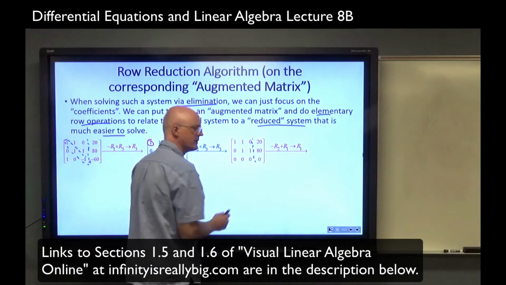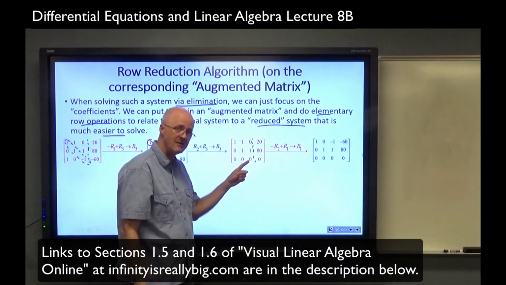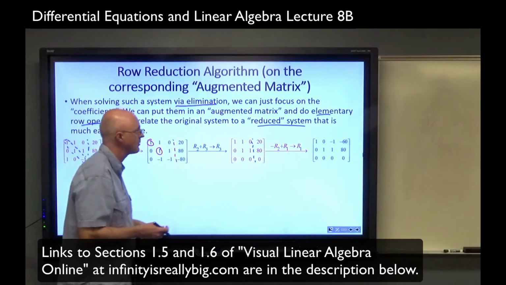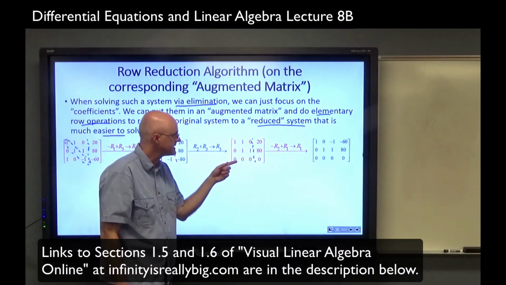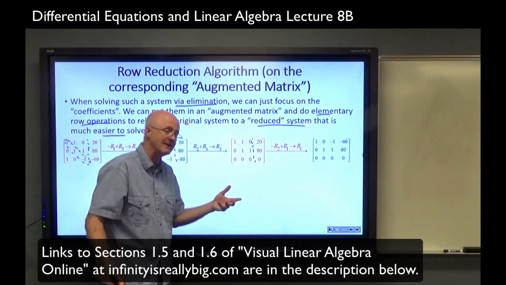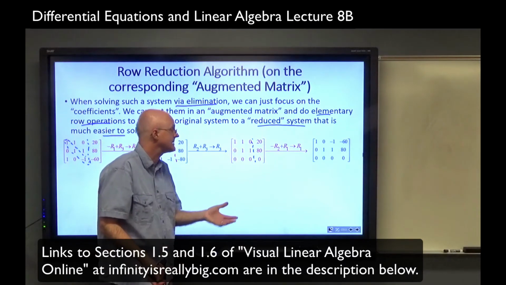Got a row of zeros there, so we can't possibly get a leading one here. That's okay, that happens sometimes, as long as we are following this process. Essentially, now the last equivalent equation is 0 equals 0, and that doesn't tell us any new information, but it doesn't hurt, it's still true, 0 does equal 0.